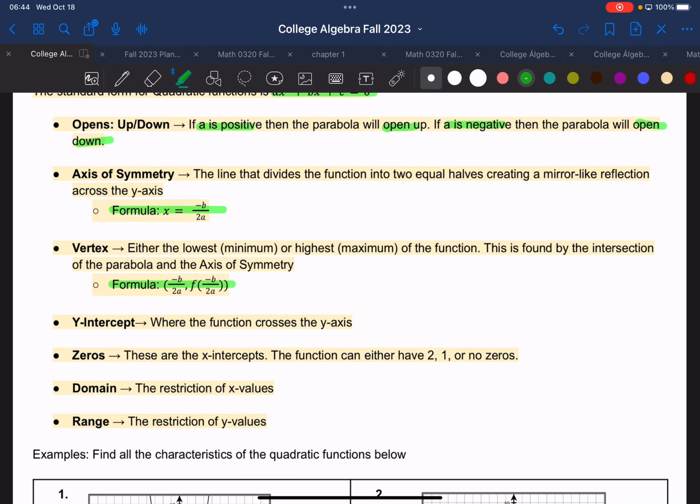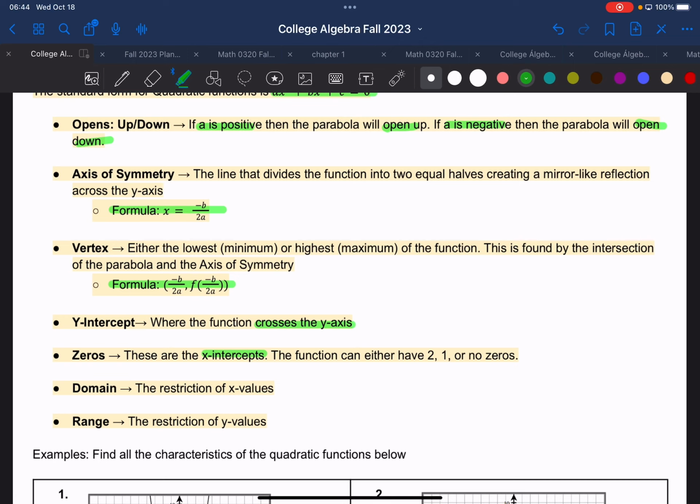Okay, and then the last four definitions are things that we've talked about in linear equations. So y-intercept is still the same. It's where it crosses the y-axis. If you see the word zeros, that is just going to be another name for x-intercepts. On a quadratic function, we can have no zeros, 1 or 2 zeros. That's just depending on how many times it crosses the x-axis.